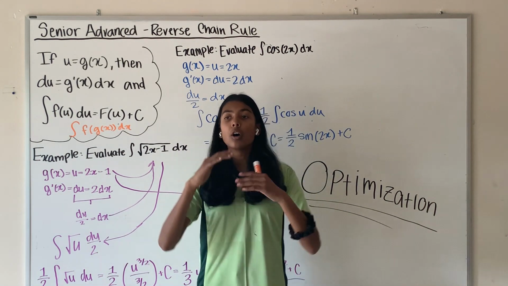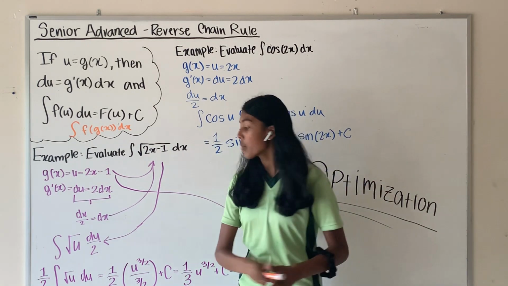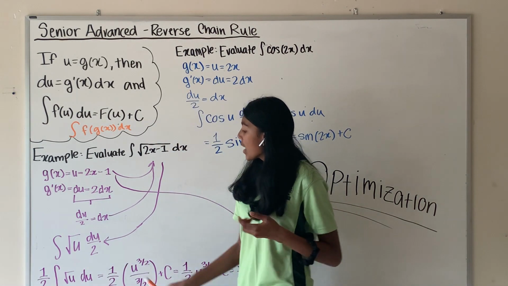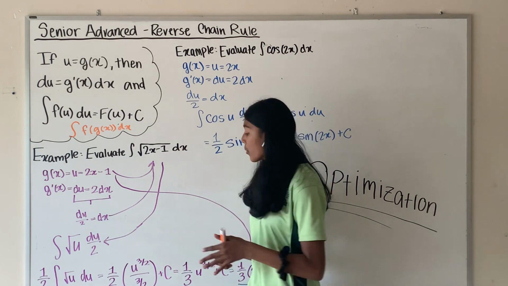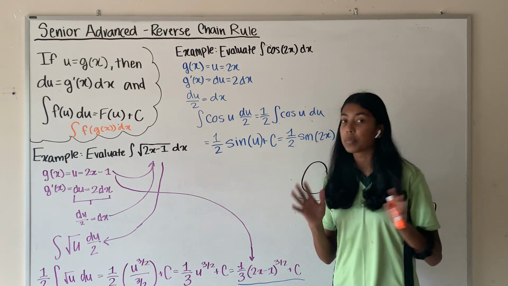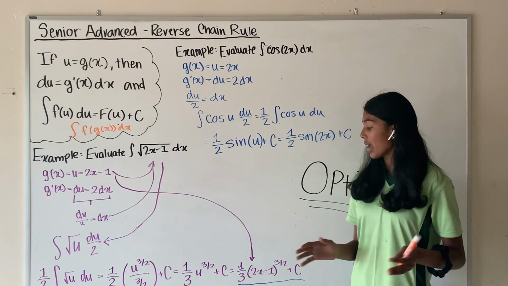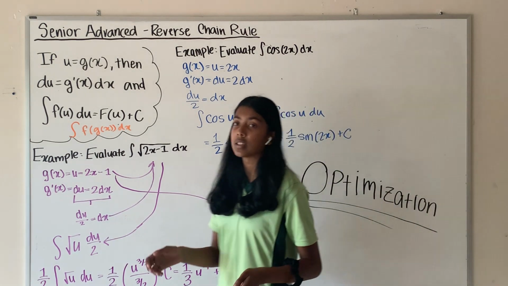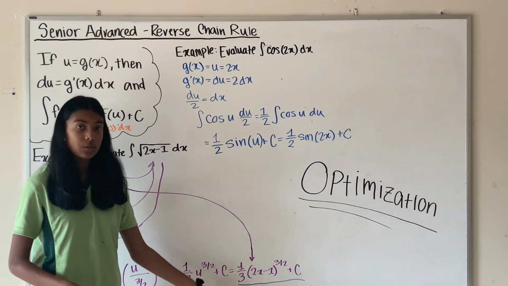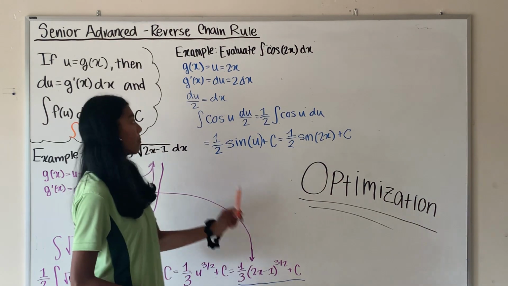We bring the over 2 out because it's a constant, so we can just bring the 1/2 out in front. So we have 1/2 times the indefinite integral of the square root of u times du. Then we solve normally, and we get 1/2 times u to the power of 3/2 over 3/2 because of our integral power rule, plus c, which is equal to 1/3 u to the 3/2 plus c. Then, because u is 2x minus 1, we substitute in and we get 1/3 times 2x minus 1 to the 3/2 plus c.